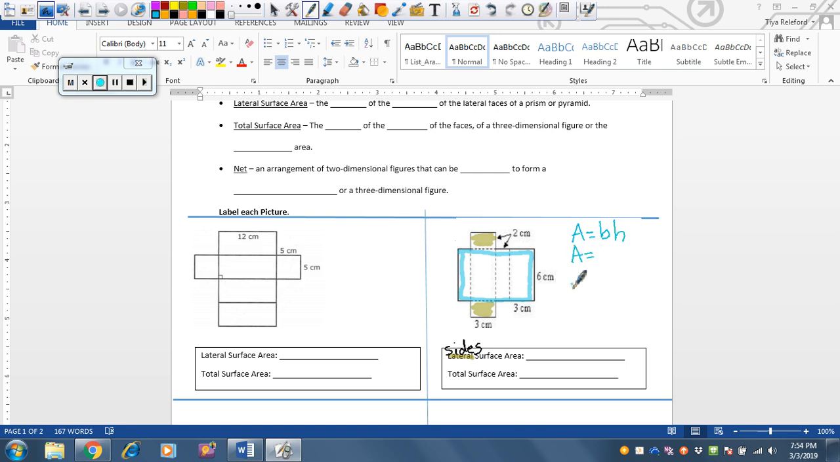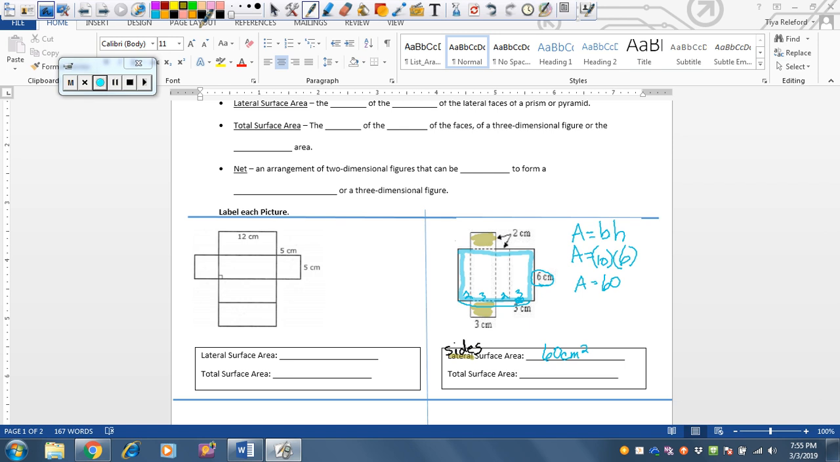Now this is where you have to use your brain and kind of think. 6 is your height. We don't know what the base is because 3 is only this part. But I know that if this one's 3, then this one's 3. And I know that if this side is 2, then this side is 2, and this side is 2. So what is the base, this whole thing here? 2 plus 3 plus 2 plus 3, right? So area of that rectangle is 60 centimeters squared. That is the lateral surface area, just the sides.